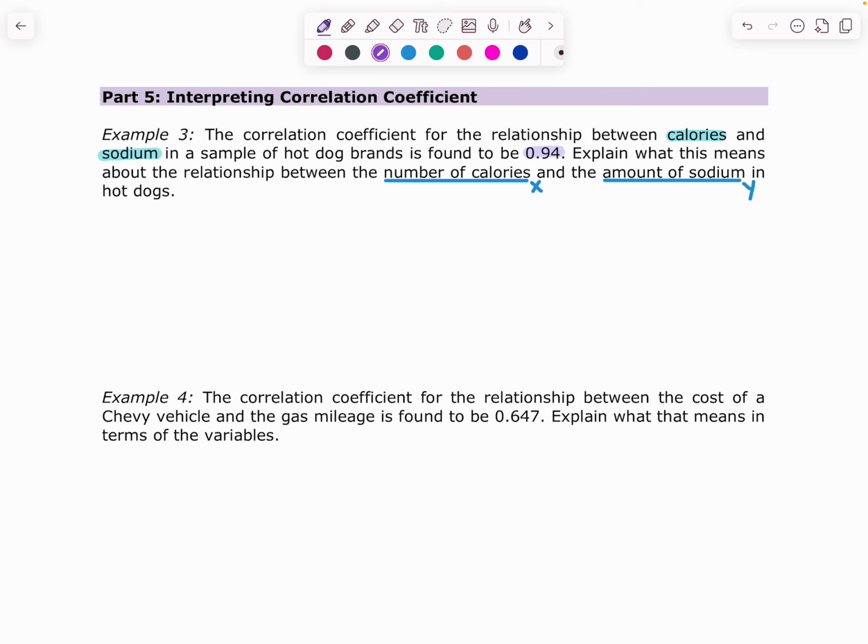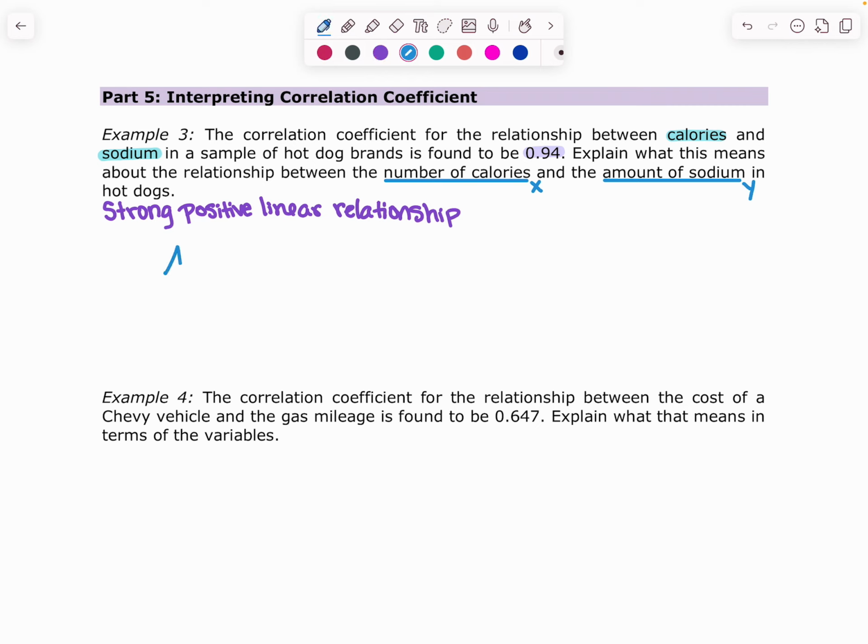So now, with a correlation coefficient of 0.94, 0.94 falls in the range of a strong positive linear relationship. So that's the first thing that I can write down for sure. But I haven't said anything about what this means about the relationship of these specific things. This is a general statement about what this relationship is, but I want to be a little more specific here.